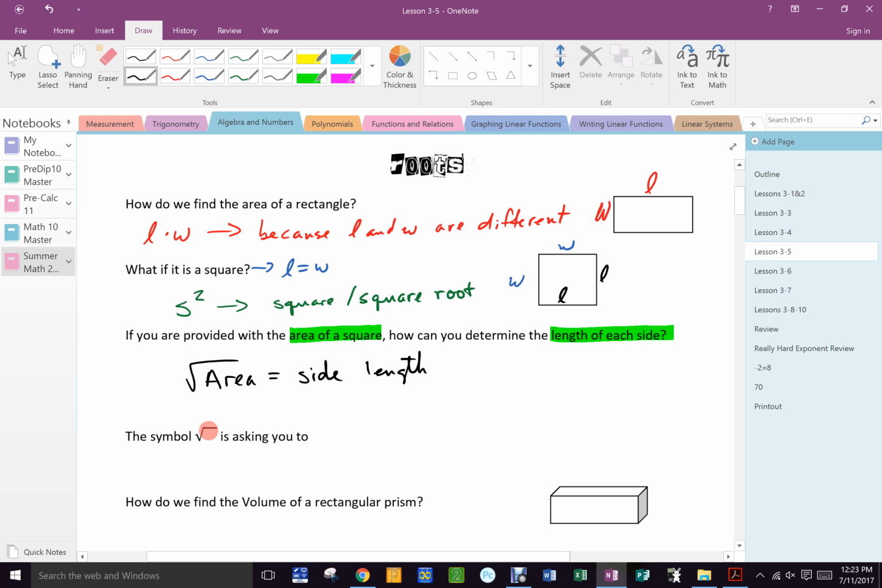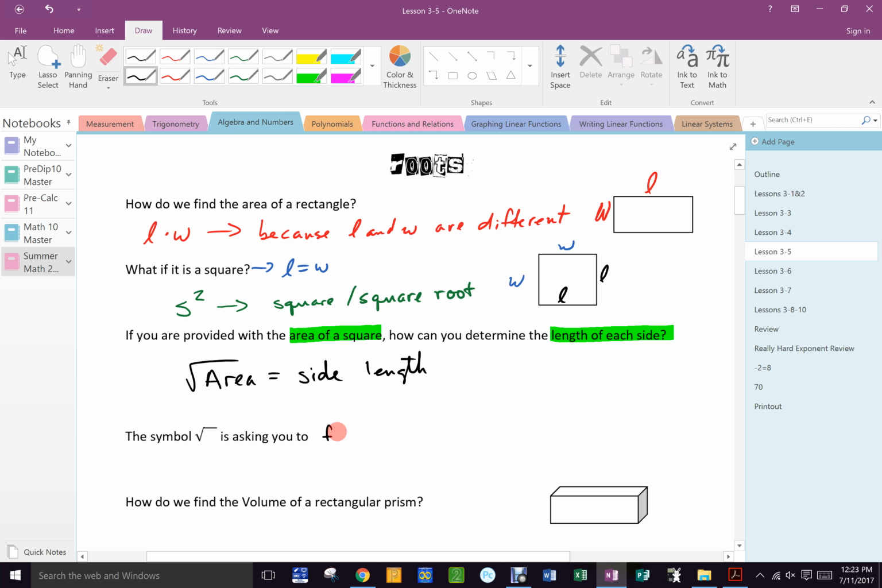This symbol in math class is asking you to, now, what is that symbol asking you to do? Somebody is going to say what that symbol means, and that's the wrong answer. What is that symbol asking you to do? Divide by 2. What two numbers multiplied? There you go.